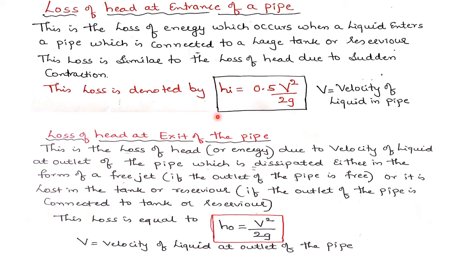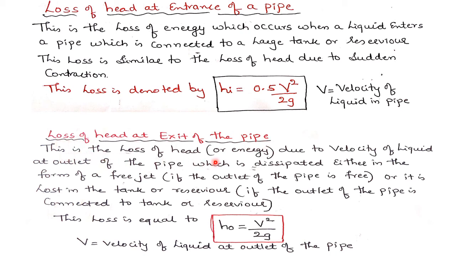So depending on the situation of the problem, we are going to use this, where V is the velocity of the liquid in the pipe. We have to remember this also. Loss of head at the entrance of the pipe is given by HI is equal to 0.5 V square divided by 2G. Next we'll study loss of head at the exit of the pipe.